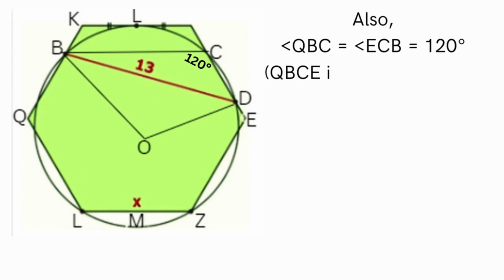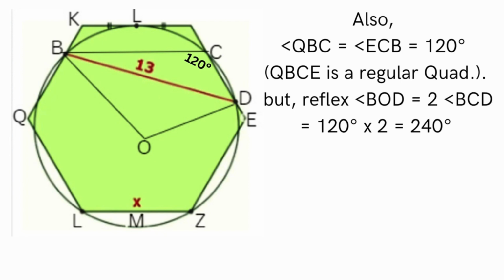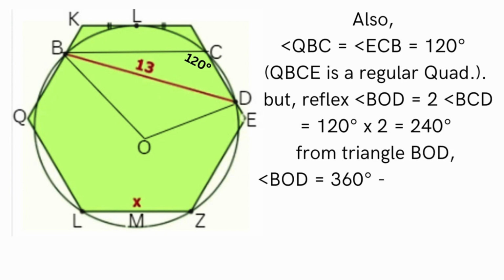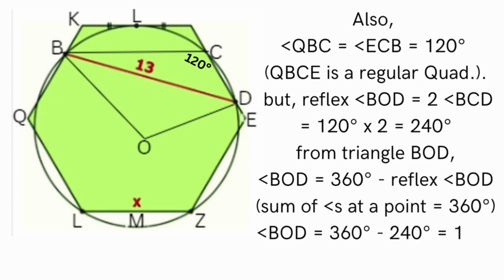Also, angle QBC equals angle ECB equals 120 degrees. QBC is a regular quad. But reflex angle BOD equals 2 multiplied by BCD equals 120 degrees multiplied by 2 equals 240 degrees. From triangle B, angle BOD equals 120 degrees.